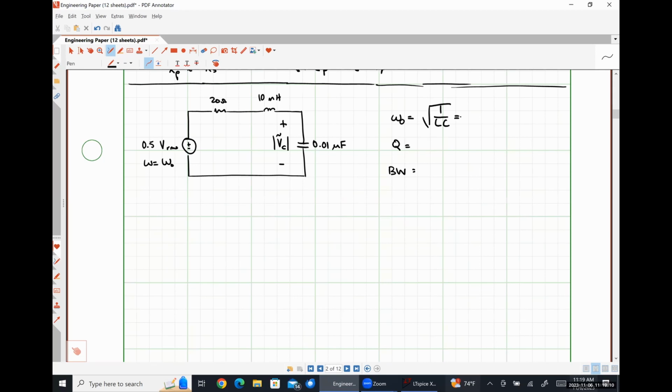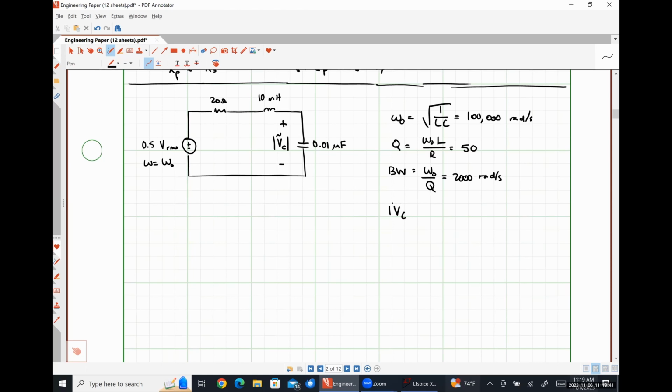Which comes out to be 100,000 radians per second. Our quality factor can be written as omega naught L over R, which would come out to be 50. Our bandwidth is omega naught over Q, which comes out to be 2,000 radians per second.